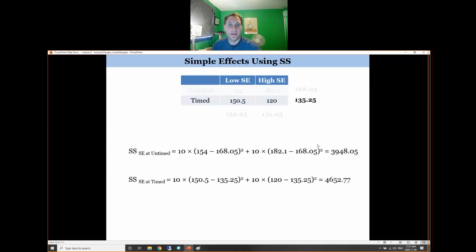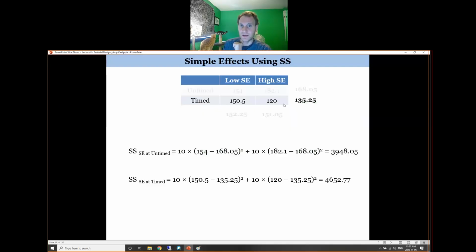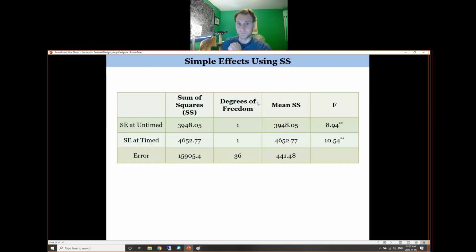I do the same thing at the timed condition, right? I take 150.5 minus 135.25 and square it times 10. 120 minus 135.25, square it times 10 and take the sum. And I can put those into a source table here. Same way, what I just computed was my sums of squares. They had 1 degree of freedom because in each case there were 2 levels of self-efficacy, k minus 1. So I can compute my mean squares.